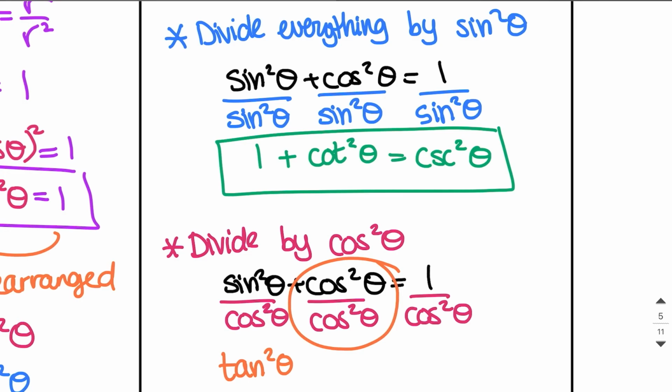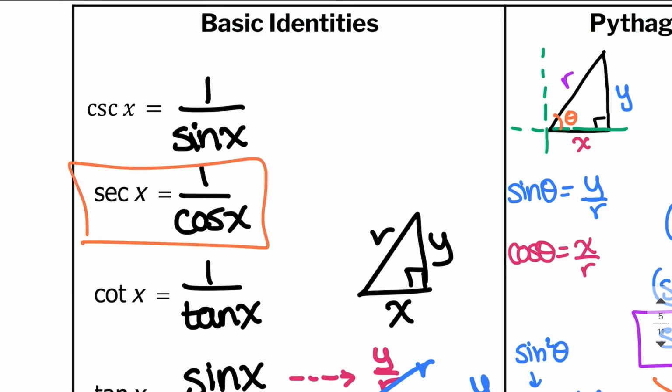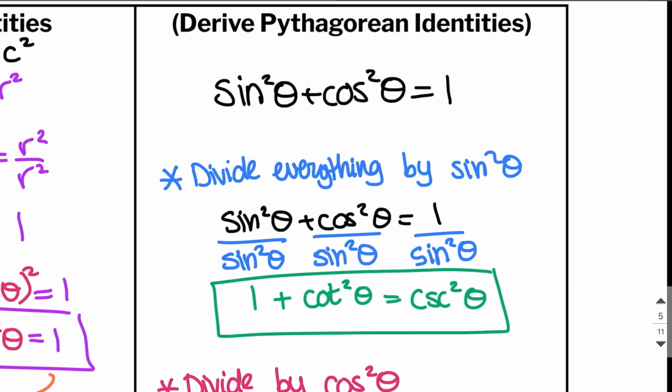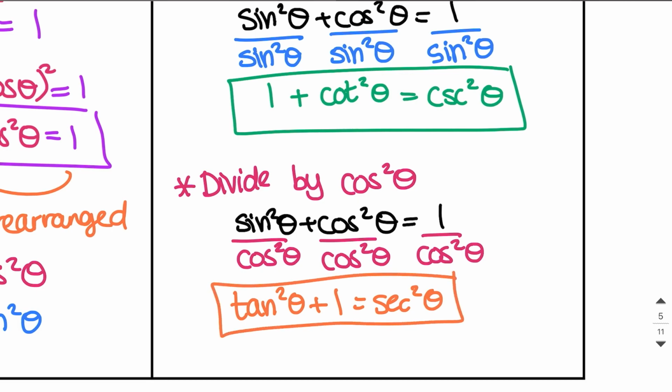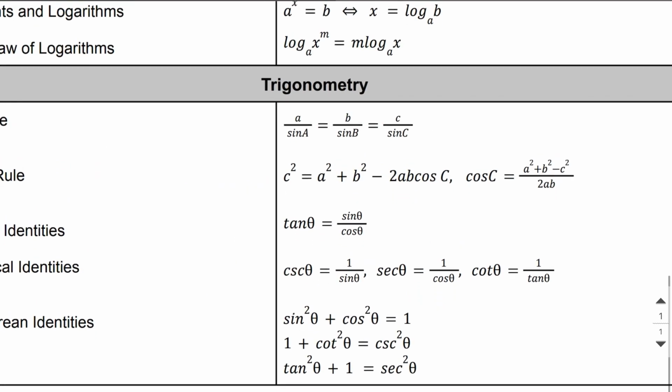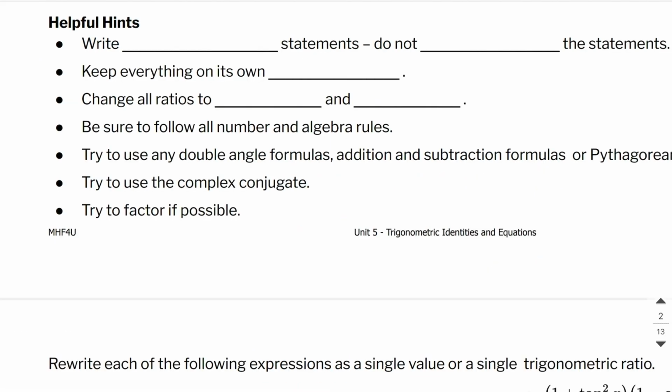And then cosine squared theta divided by cosine squared theta, anything divided by itself is 1. And then 1 over cosine squared theta right here. We know that 1 over cosine is secant, so 1 over cosine squared would be secant squared. So here I can say that this is equal to secant squared theta. Take a look at your formula sheet, and those two identities are also written out right here, okay? We're going to get started on proving trig identities pretty soon.